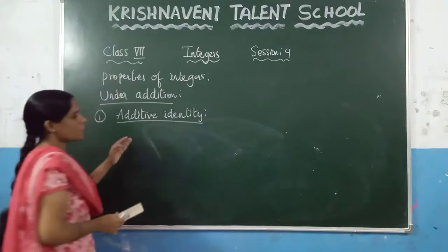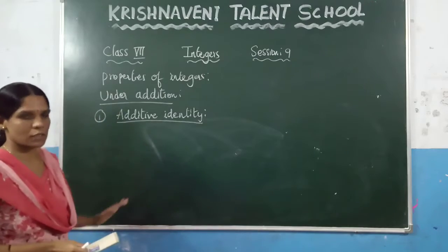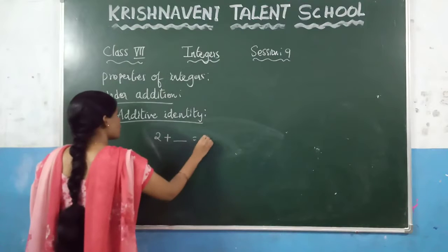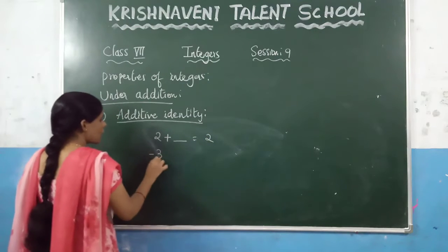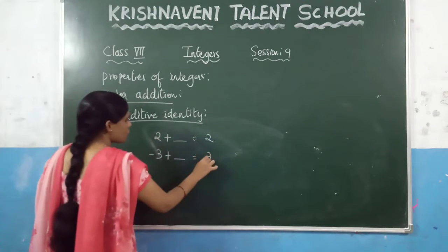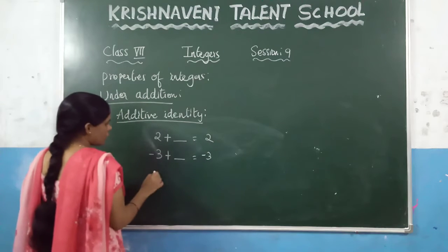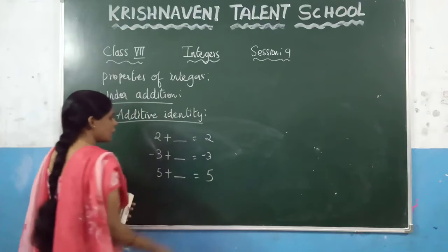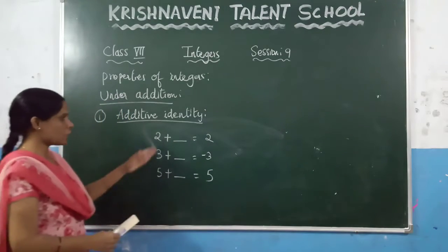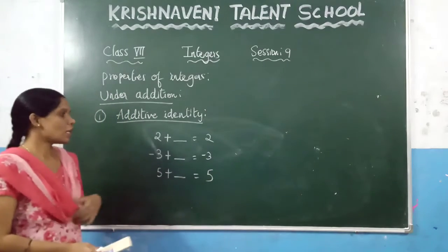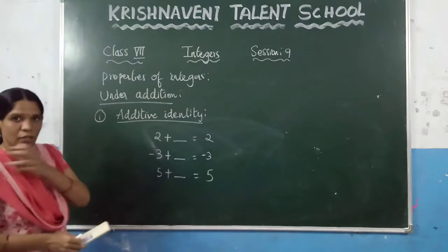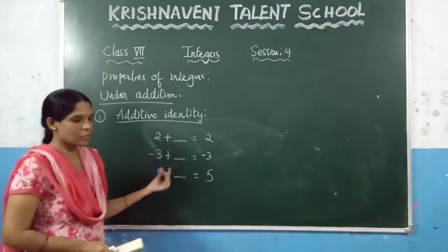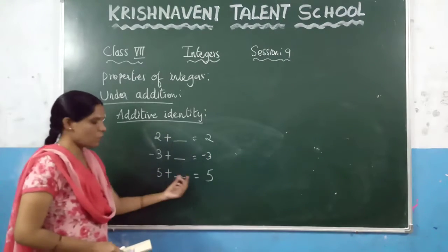To state additive identity, let us consider a few examples. Consider 2 plus some value is equal to 2. Consider minus 3 plus some value is equal to minus 3. Consider 5 plus some value is equal to 5. If you write these equations, what we observed here is that we have written the same number on both sides. Here 2 is written, here also 2 is written. Minus 3, and 5 plus 5.